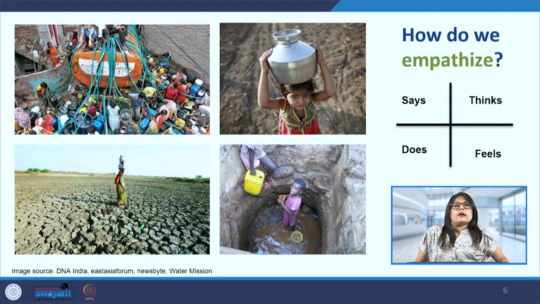Now what they are thinking is, I wish there was an easier way to get clean water. I'm worried about the health of my family. So behind what they are saying, there is a thinking process going on at the cognitive level, which is concerned about these two things.